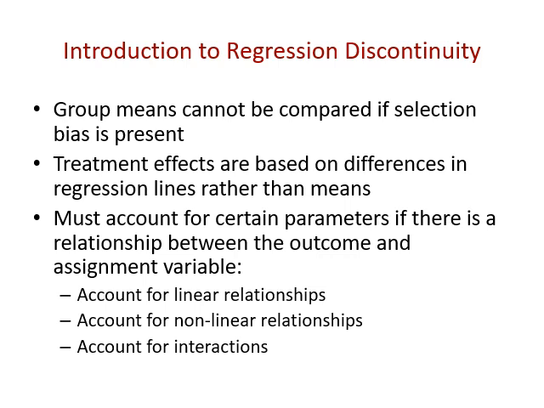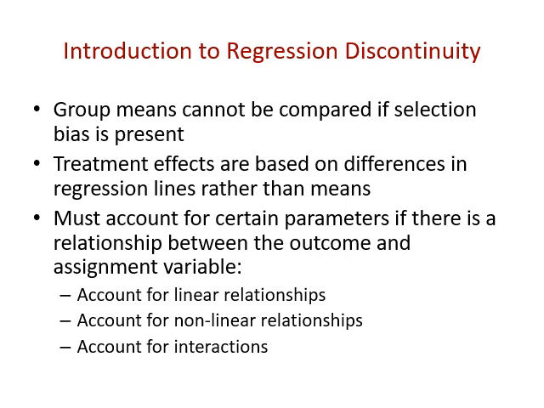So group means cannot be compared cleanly and with confidence if the selection bias is present and we haven't taken control of it. Treatment effects are based on differences in the regression line rather than the means. So when we look at regression discontinuity, we're not actually looking at the mean difference between the first group and the second group. We're actually looking at how the correlations change between those two groups.